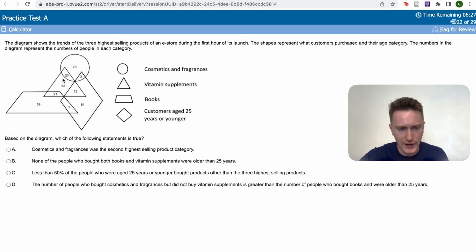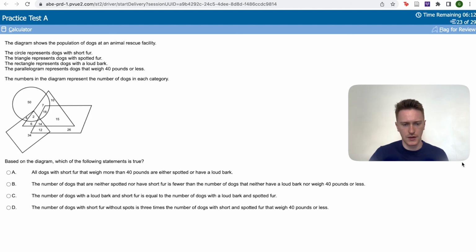The 23 is shared, so let's ignore that. 52 plus 21, that's 73. That accounts for these two, but we've also got the extra 12. So the triangle is the most by 12, and then the circle. So yeah, cosmetics and fragrances are the second highest selling product category. And I didn't look at the rest of them because they're a waste of time. Once we found the answer, we found the answer.